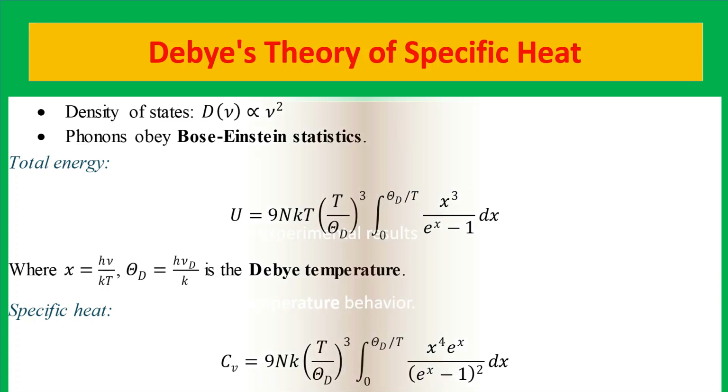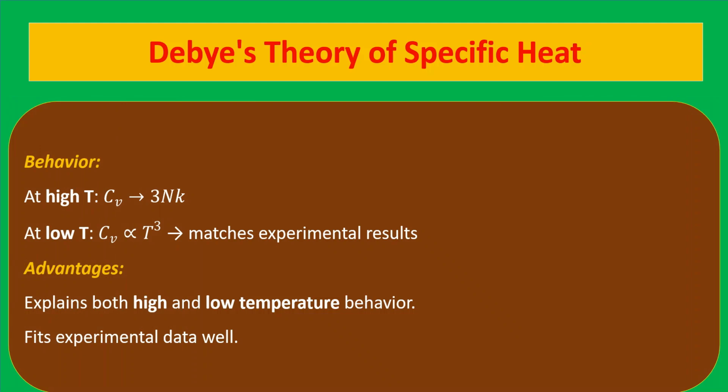Okay, so similarly, we follow the same thing we did for the Einstein theory of specific heat. Behavior at high temperature: Cv goes to 3nk. At low temperature, Cv is directly proportional to T cube. It matches the experimental result. Some of the advantages: the Debye theory of specific heat explains both high and low temperature behaviors. So the Debye theory fits the experimental data well.